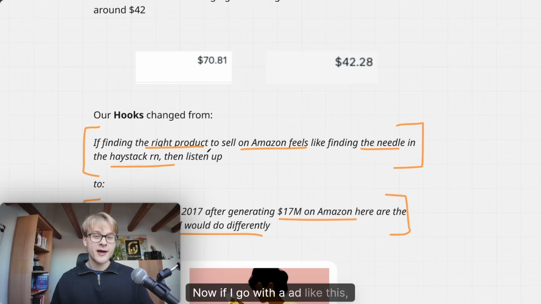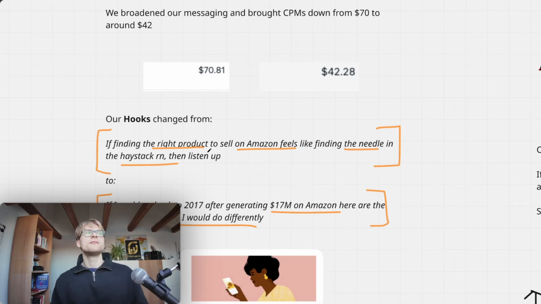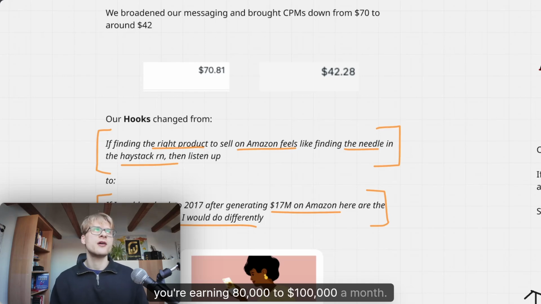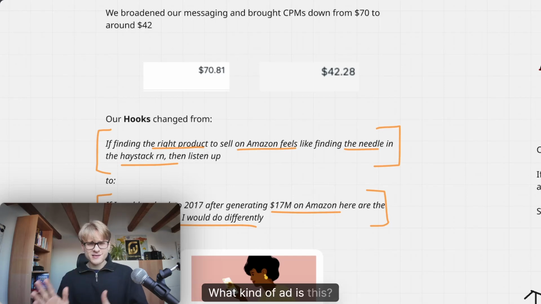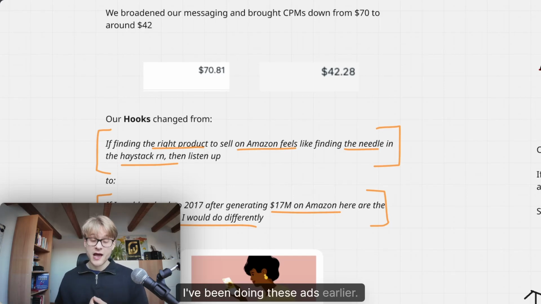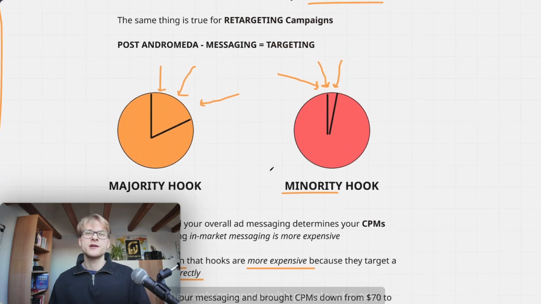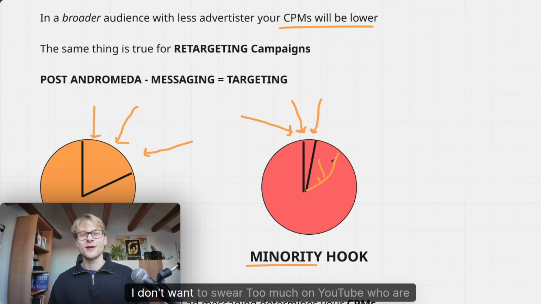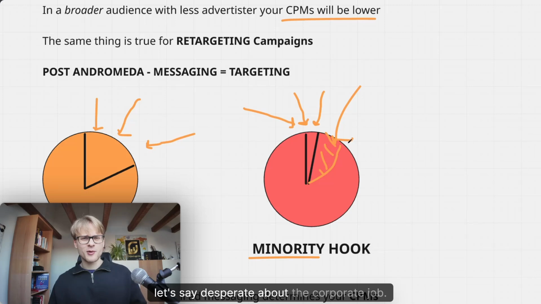Now, if I go with an ad like this, for example, or what I see a lot of you guys do out there, okay, "you're currently working a good corporate job, you're earning $80,000 to $100,000 a year, you're missing time with your family, you're coming home exhausted, you're doing XYZ." What kind of ad is this, right? I've been doing these ads earlier. First of all, they're obviously minority ads. They only resonate with people who are, I don't want to swear too much on YouTube, a bit, let's say, desperate about the corporate job.